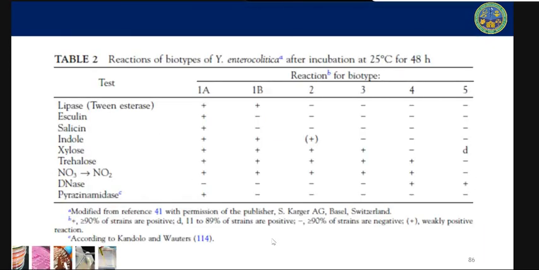Okay, the more common one is Yersinia enterocolitica with their biotypes. So you have 1A, 1B, 2, 3, 4, and 5. So you have here the panel of biochemical tests that you may use to identify which of the various biotypes this is.